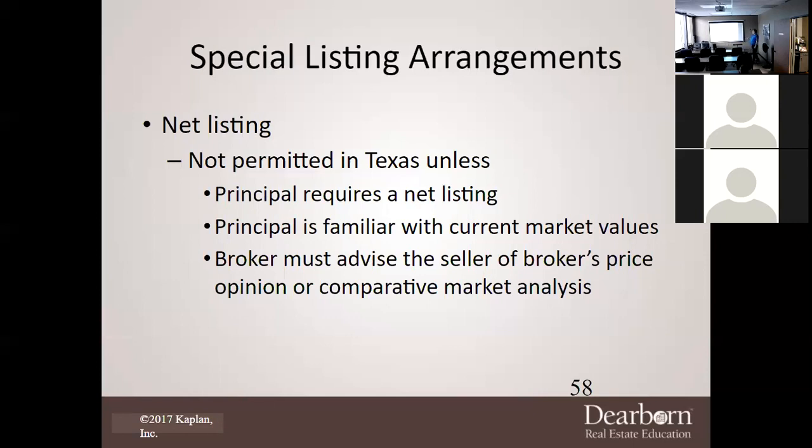The principal is also familiar with the current market values, and the broker must advise the seller of the broker's price opinion or a comparative market analysis. Now, if you notice there, what's that word right there? Say it, Stephen. Broker. So in a net listing, the broker actually has to do the CMA, not the sales agent. Okay? Because the broker has to be involved in the net listing.